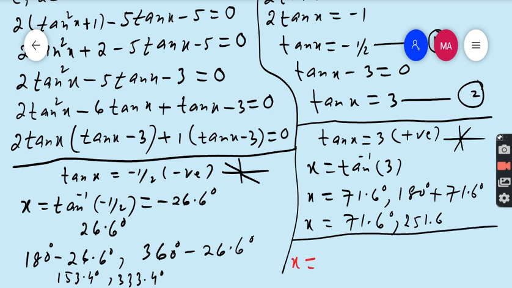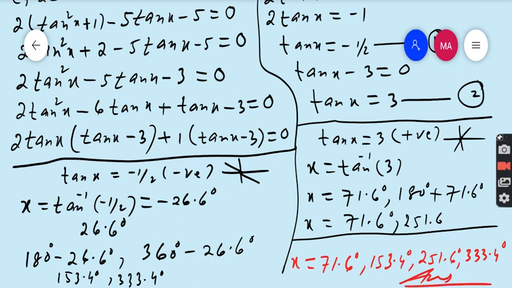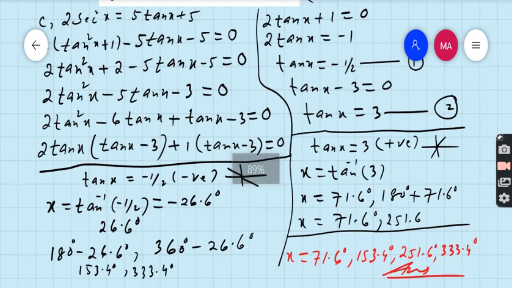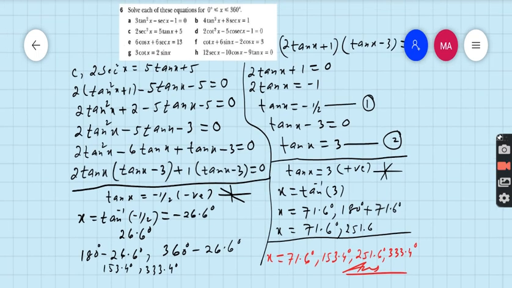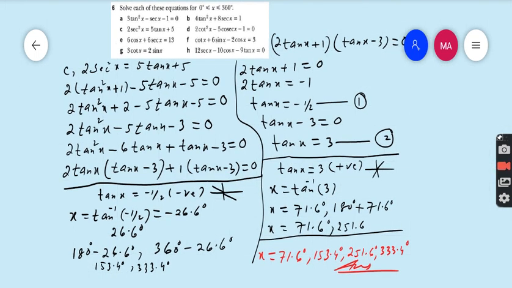Hence the final answer is x equals 71.6. The second one is 153.4, third should be 251.6 and fourth should be 333.4. This is our final answer. So hope you completely understand this part C. This is the summary of part C. I hope you completely understand. Move to part D.